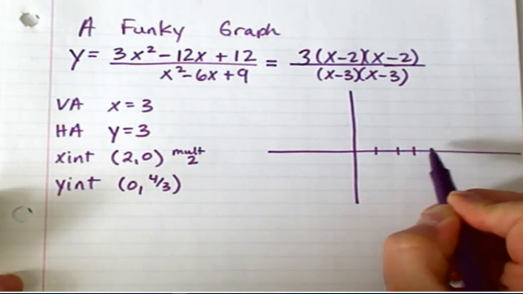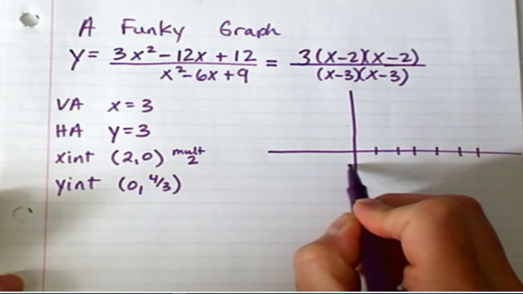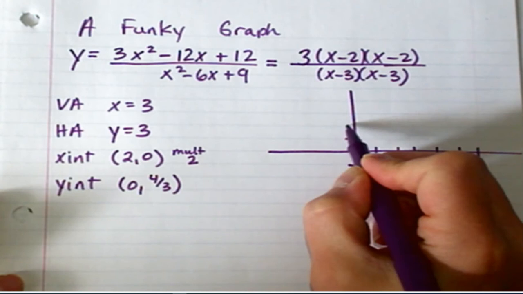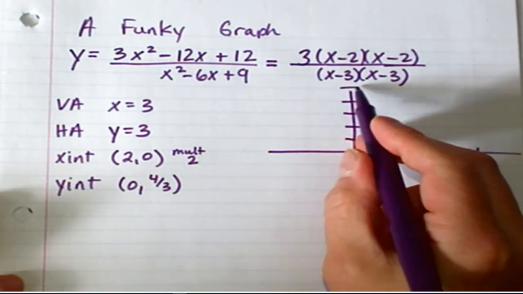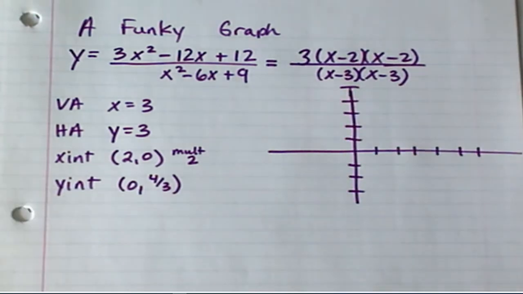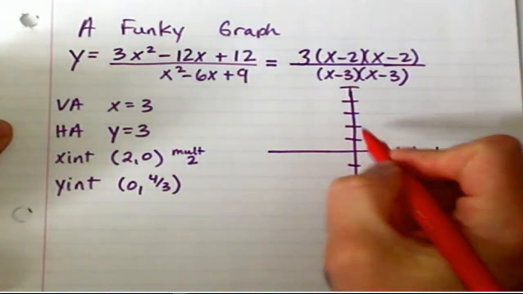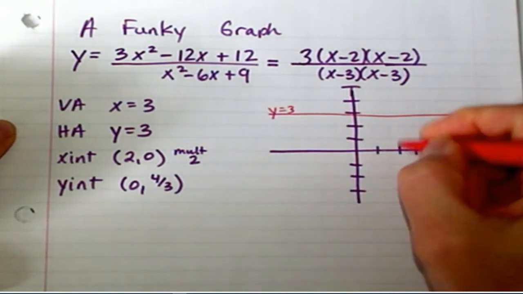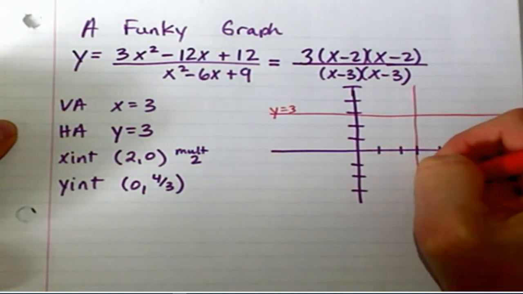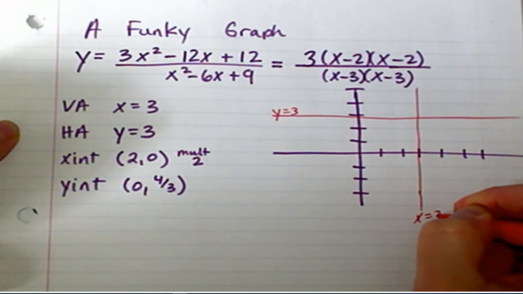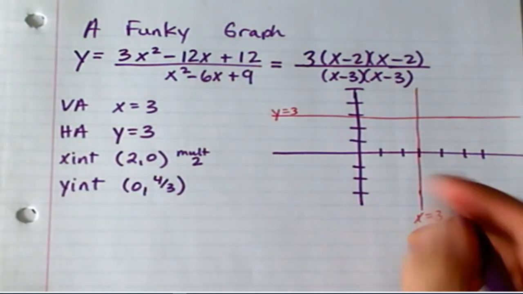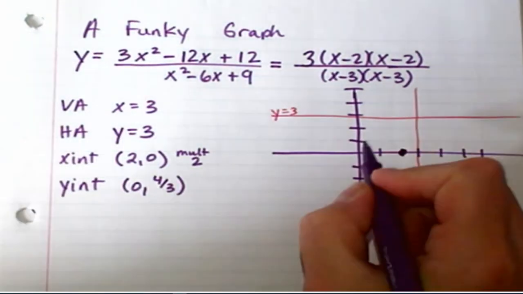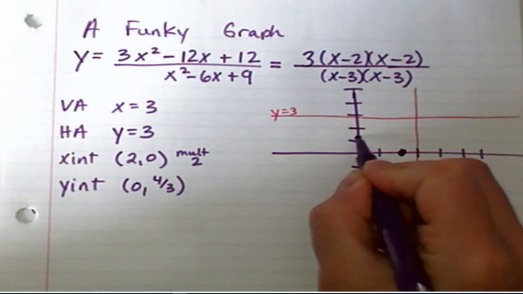All right, let's put this on the graph. Let's put our asymptotes on. Y equals 3. X equals 3. So I've got a 2, 0 and a 0, 4/3.